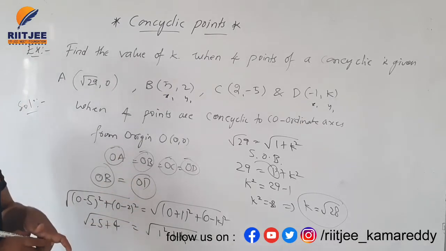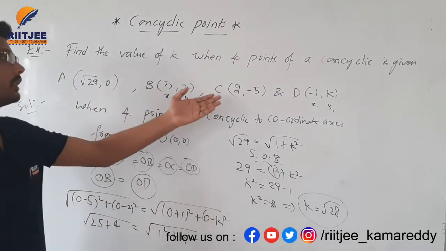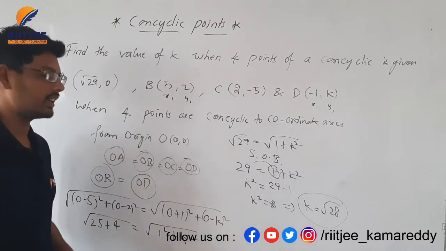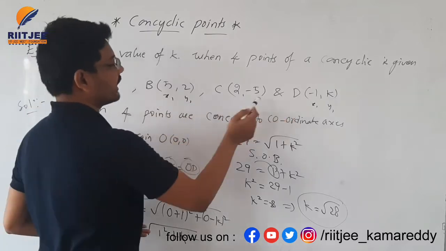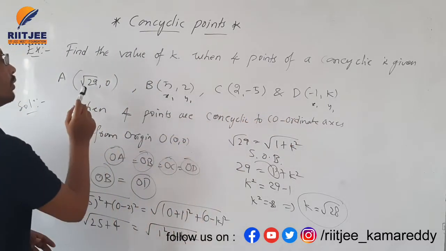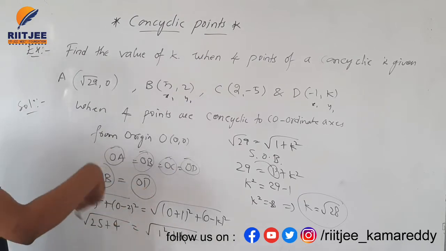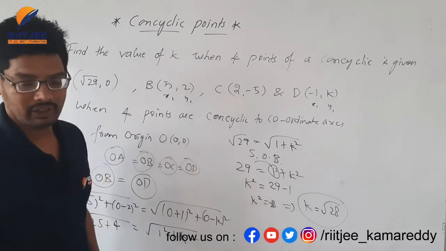Find the value of k when 4 points of a concyclic are given. Here first point, second point, third point and fourth point. From those 4 points, the radius in a circle is always equal. Here OA, OB, OC, OD. I am taking OB and OD. You can take OC, OD and OA, OD also. You can take any one of the possibilities. This is the solution to find the value of k.